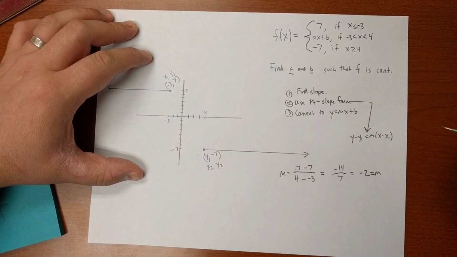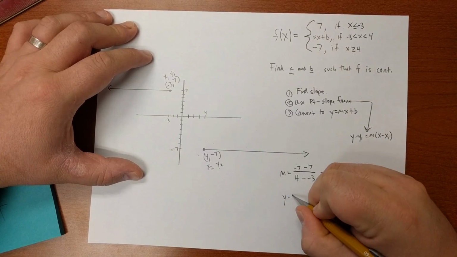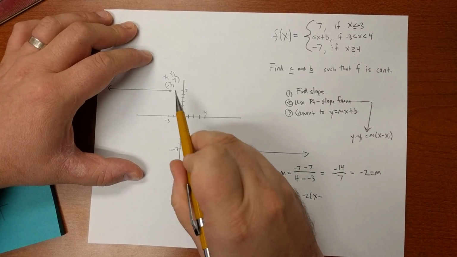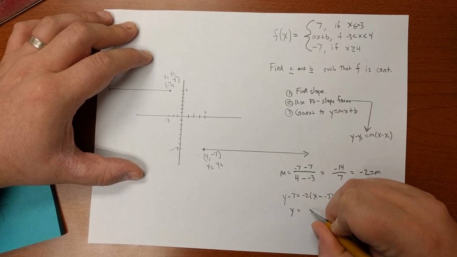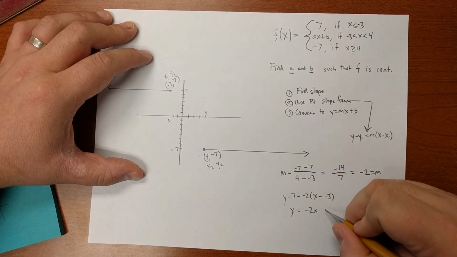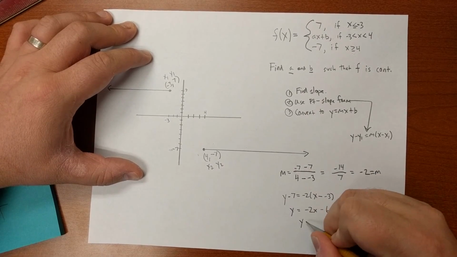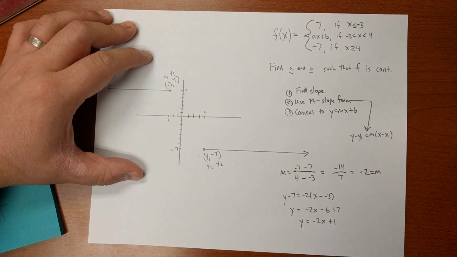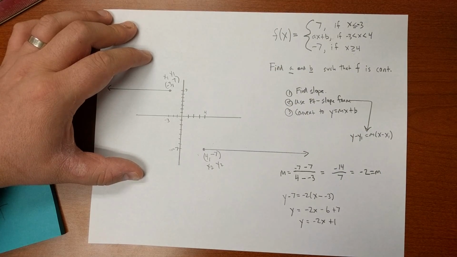All we have to do is substitute. So we can say y minus y1, which is 7, equals m, which is -2, times x minus x1, which is -3. So y equals -2x, oh, let's see, that's -6 plus 7. y equals -2x plus 1. Okay? So I contend that this is the linear equation that should connect those 2 dots. Okay? We can verify.